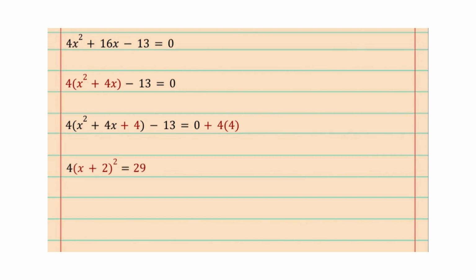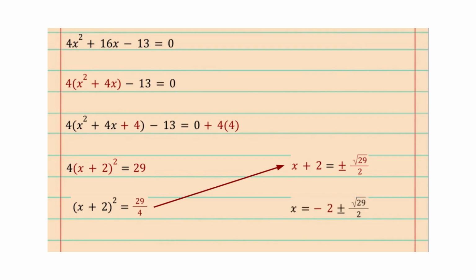After the dust settles, I can factor that trinomial in the parentheses to be x plus 2 quantity squared. Then, adding a 13 to both sides, I would get 29. Then I divide by 4, and then I square root both sides, and then I would subtract 2 on both sides. Basic algebra from there. And that's how I get my answer.